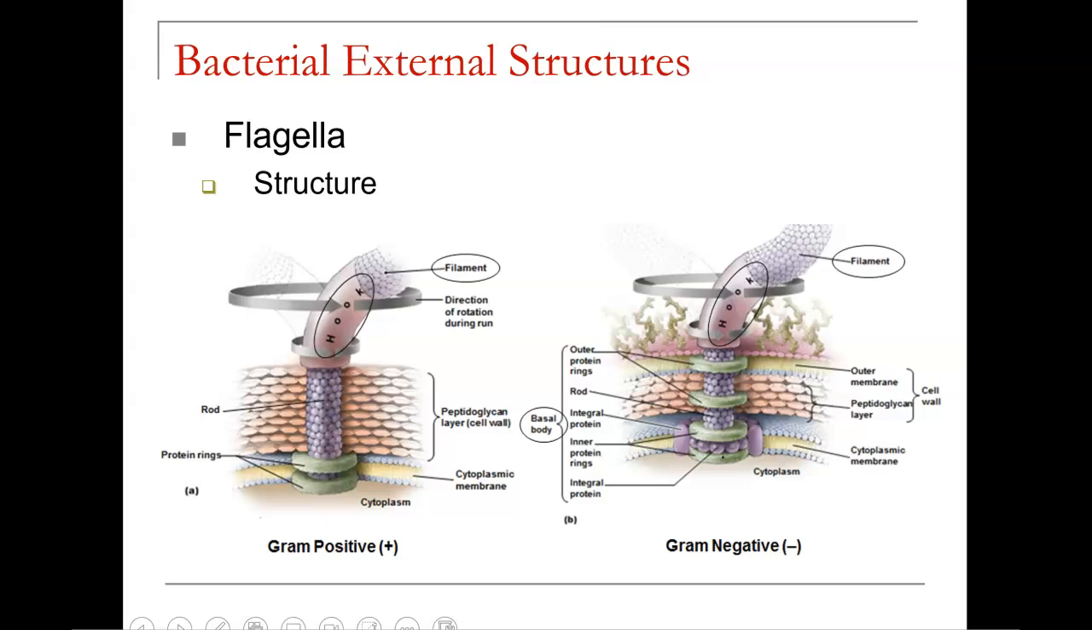Now, going into certain structures, we have the flagella. The flagella is going to be a long, thin protein filament that extends outward from the surface of the cell. It's going to be used for locomotion and movement. It's not going to be present in all bacteria. With this structure, it's going to be composed, like we said, of a filament. It could have a hook and a basal body.